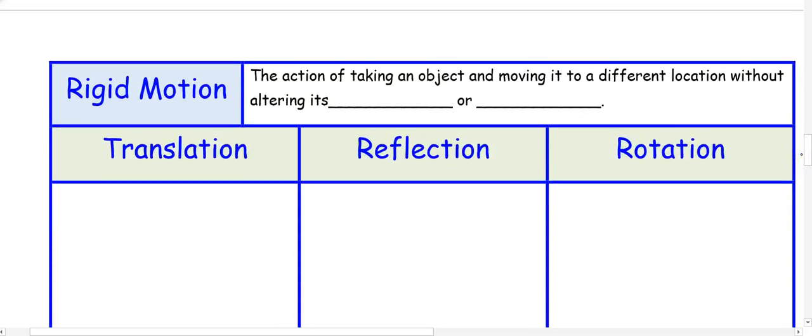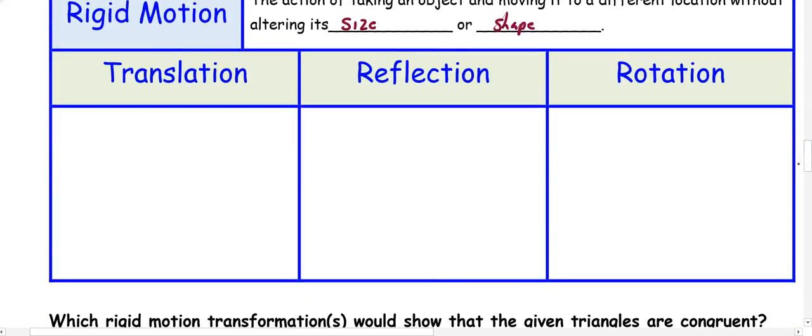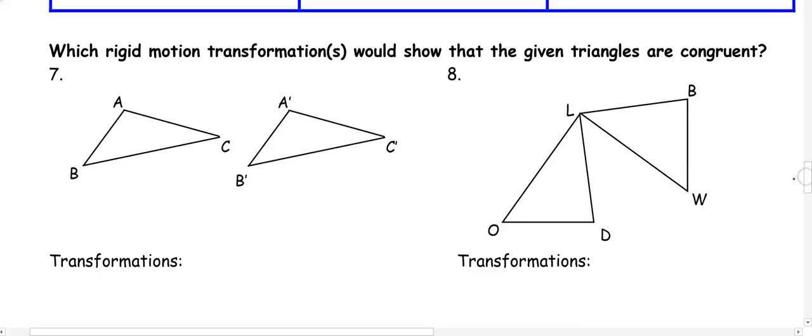Now, thinking back to rigid motion, remember that rigid motion is an action of taking an object and moving it to a different location without altering its size or shape. So remember that a translation moves an object. Remember that a reflection flips an object, and that a rotation turns an object.